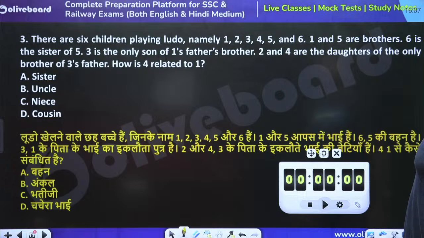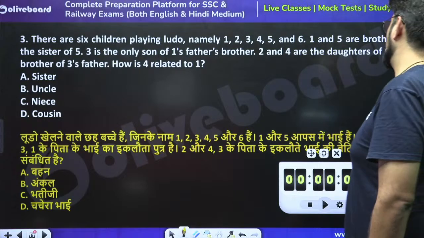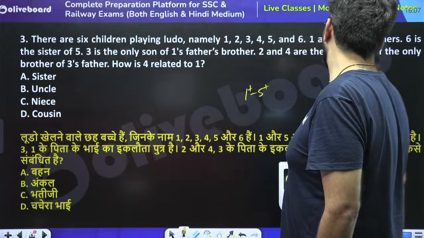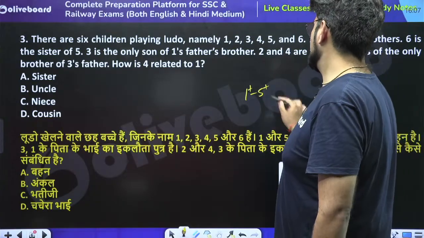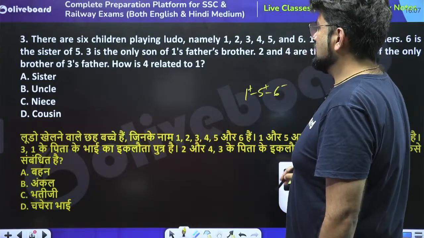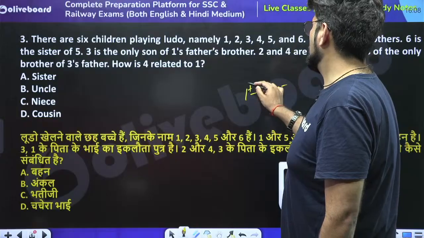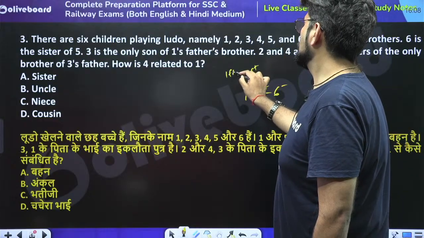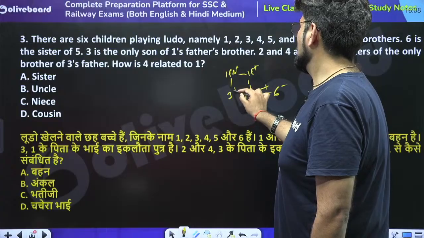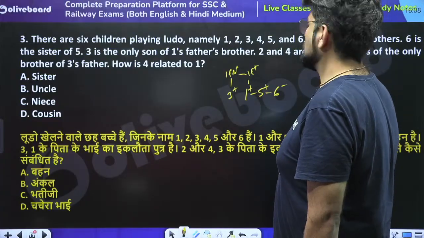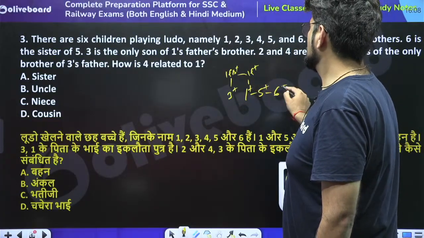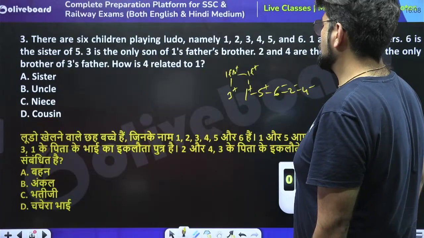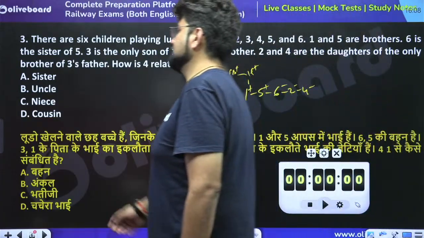6 children playing Ludo, namely 1, 2, 3, 4, 5 and 6. 1 and 5 are brothers. 6 is the sister of 5. 3 is the only son of one's father's brother. And 2 and 4 are daughters of the only brother of 3's father. How is 4 related to 1? Sister.